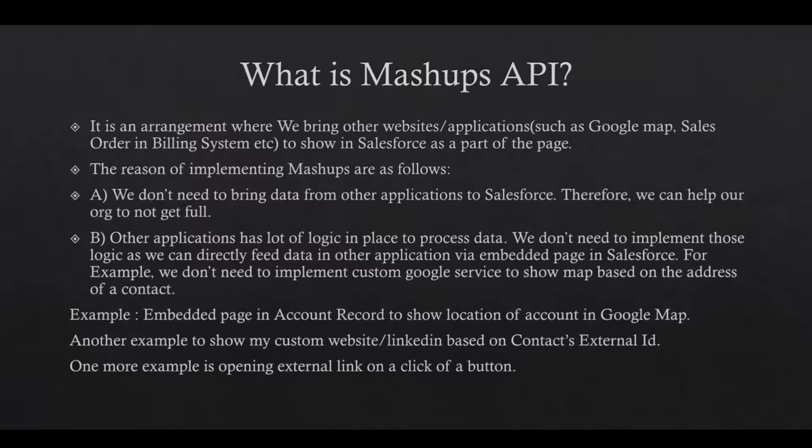So for example, if you have an account and you want to save orders in the billing system and show those orders on your account page, then you can use Mashup APIs. It will show the other billing system in your Salesforce page as if it is a part of the Salesforce page. The reasons for implementing mashups are as follows.